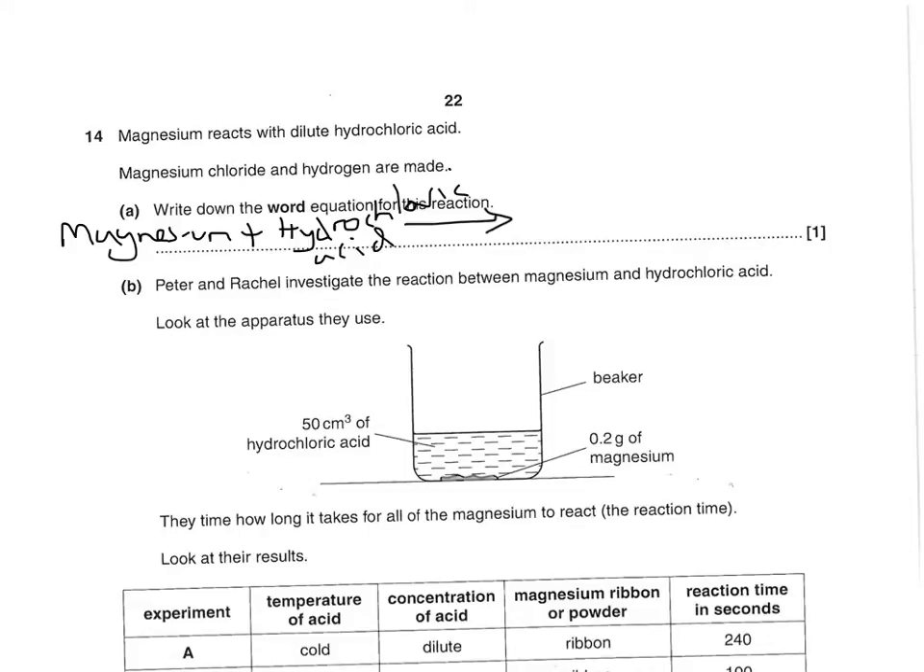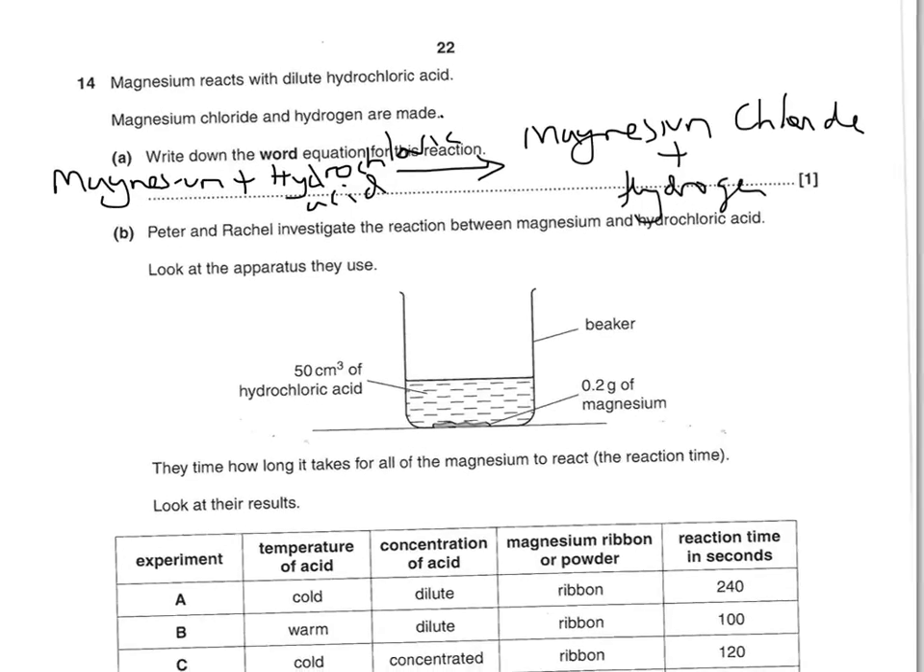On that side, and it tells you that magnesium chloride and hydrogen are made. So you're going to put that on the other side and put a plus between the different substances. Try and put it all on one line if you can. I've obviously just run out of space there.